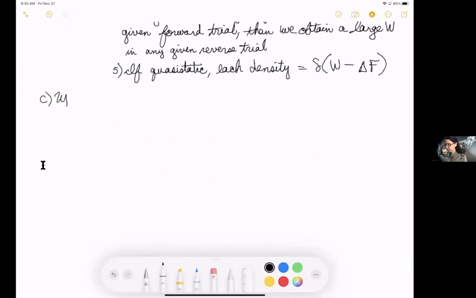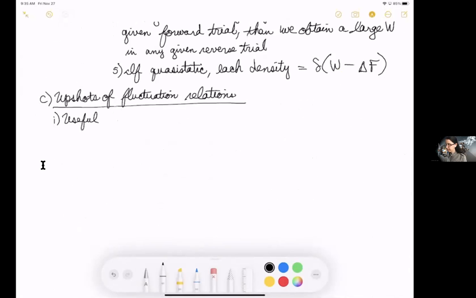Some upshots of fluctuation relations. Include the following. First, they can be useful. As we saw from finite time non-equilibrium experiments, we can infer a difference between equilibrium free energies. I should add, there is a caveat.